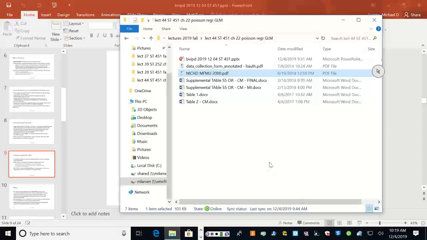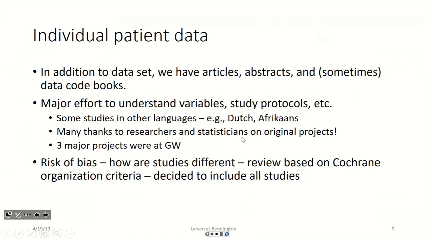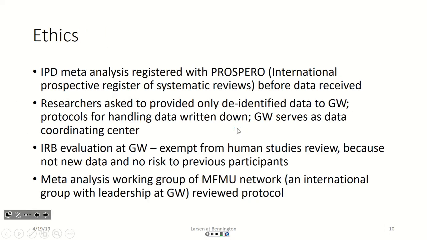So you take all that information, right, and so you also have to think about the ethics of this, right? Is it legitimate to do this sort of thing, to go back and take people's data? There is an organization called Prospero. So it's a prospective registry of systematic reviews.